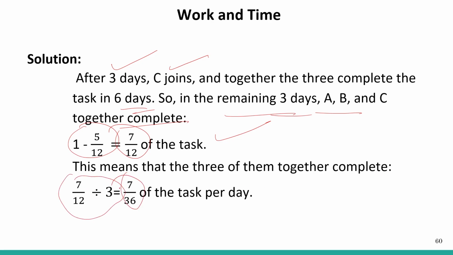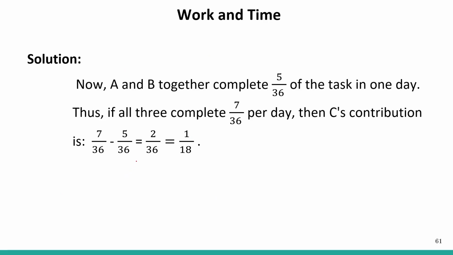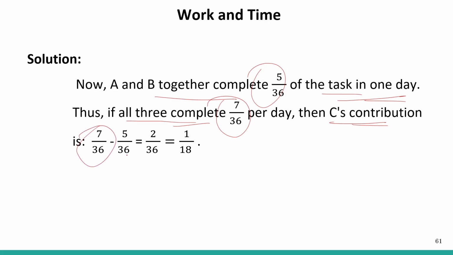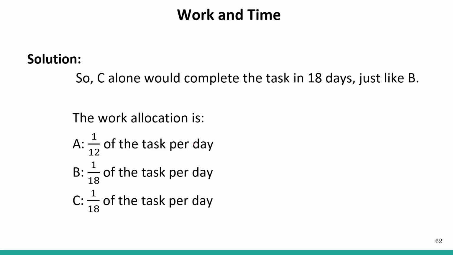So the three of them together completed 7/12 divided by 3, that is 7/36 of the task per day. This is their combined work rate for the remaining 3 days for A, B and C. A and B together complete 5/36 of the task in one day. Thus, if all three complete 7/36 per day, then C's contribution is 7/36 minus 5/36, which is equal to 2/36 or 1/18. So the work allocation is A is equal to 1/12 of the task, B is equal to 1/18 of the task, and C is equal to 1/18 of the same task.